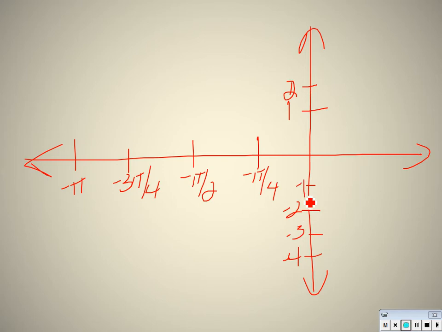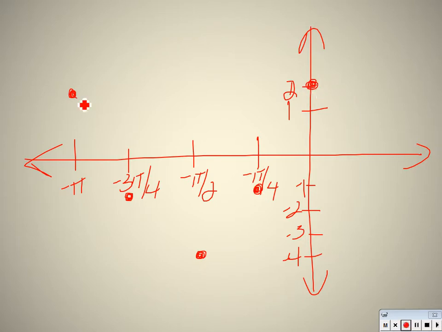So now I can start to plot my points. First I have negative pi, positive 2, that's going to be up here. And then I have negative 3 pi over 4, negative 1, that's going to be down here. Then I have negative pi over 2, negative 4, that's going to be down here. Negative pi over 4, negative 1, that's going to go here. And then finally 0, 2, that's going to go here.